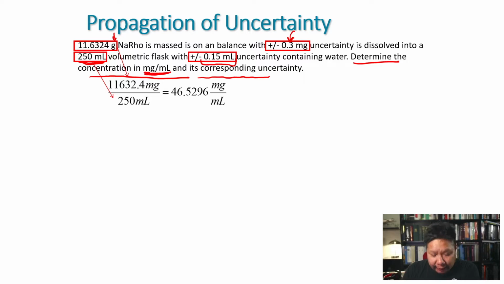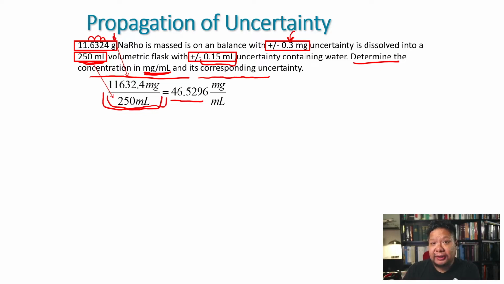So before you can even carry out this division calculation right here, you have to convert the grams to milligrams, which is actually really easy because milligrams is only 3 decimal places away from grams. So all you really have to do is move the decimal point over 3 spots, right? And once you move it over 3 spots, you get 11,632.4 milligrams. And then you can divide that by the 250 mL given by the problem, and then you'll get a concentration of 46.5296 milligrams per mL. But you're not finished yet, right?